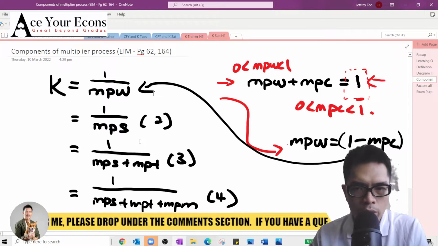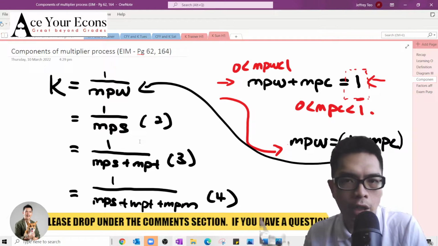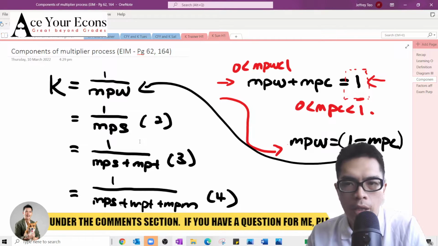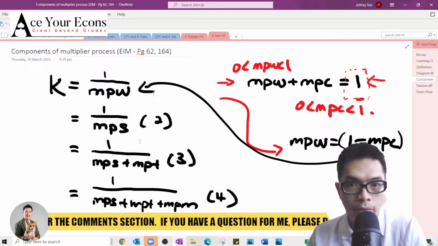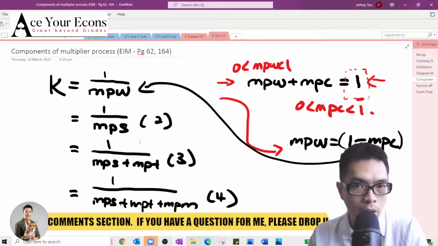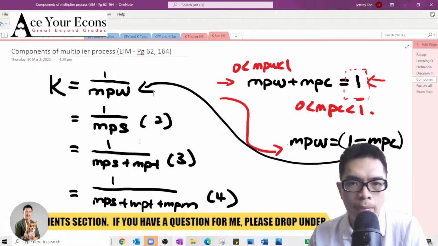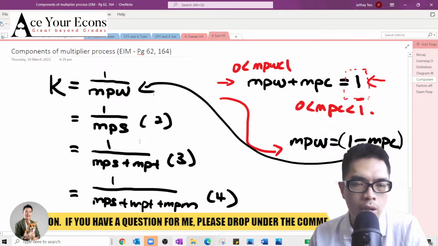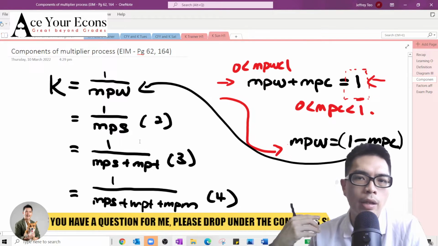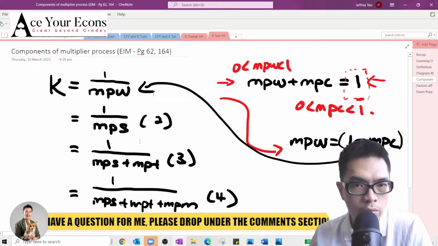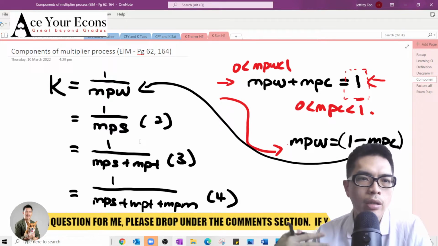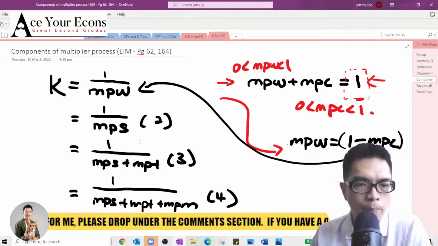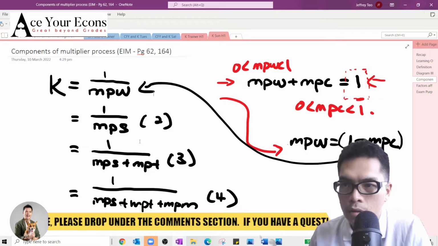For our H1 students, you don't need to know them in depth. The concept behind is important. Number 1, your multiplier size is always positive and it has to be greater than 1. The size of your multiplier depends on the magnitude of your MPW. If your marginal propensity to withdraw is low, then it encourages more respending, and you have a huge multiplier size. Later on, we'll look at the different components. It will come out as your practice question later.